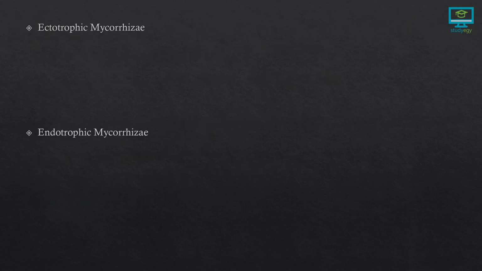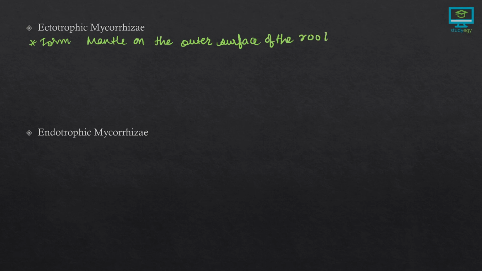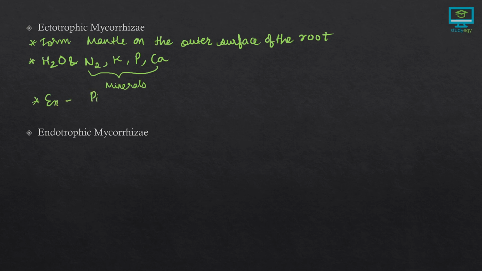Now there are two types of mycorrhizae. Coming to ectotrophic mycorrhizae, they form a mantle on the outer surface of the root. It helps in the absorption of H2O and minerals such as nitrogen, phosphorus, potassium, calcium. These are the minerals. For example, in Pinus and oak you can find ectotrophic mycorrhizae.